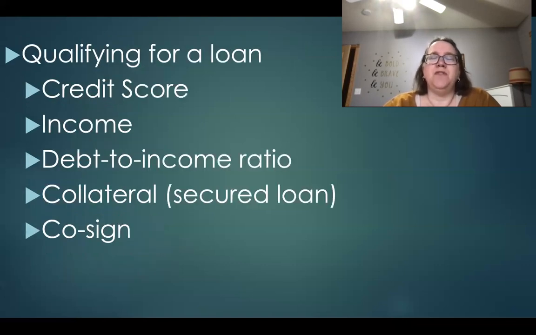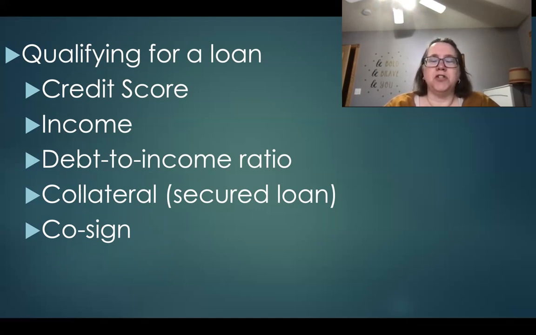Now if you want to get a loan, you can't simply go to a bank or to a lender of some sort and say, okay, I'd like a loan. They're going to make sure that you qualify for that loan. A few things they're going to look at in order to make that decision are listed here. First one, credit score. We've talked about credit score in some of our other videos, and if you're not sure what a credit score is, you can go back and look at those videos. But a credit score basically is a summary of how good you are with your money.